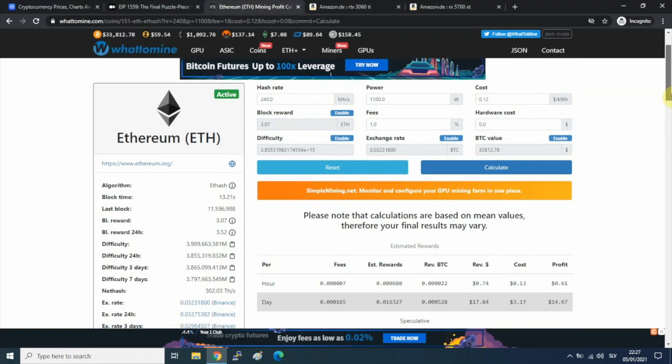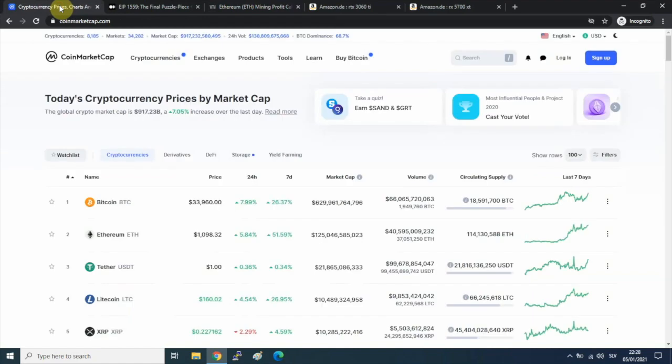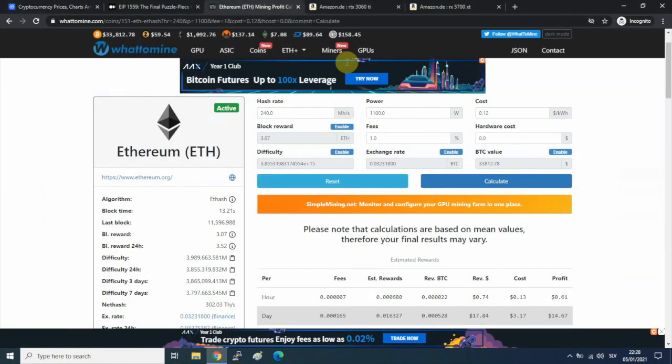I want to explain why this profitability went so high lately. Reason number one, of course, is the price of Ethereum. The price of Ethereum skyrocketed in the last month or so, and is currently sitting at around $1,100. This is really, really high, guys. And of course, Ethereum price has a big impact on Ethereum mining.